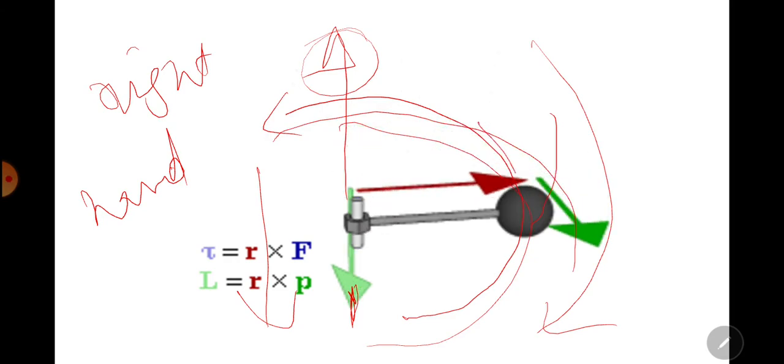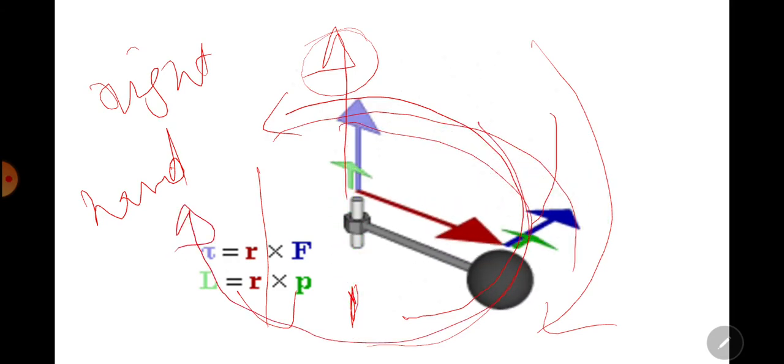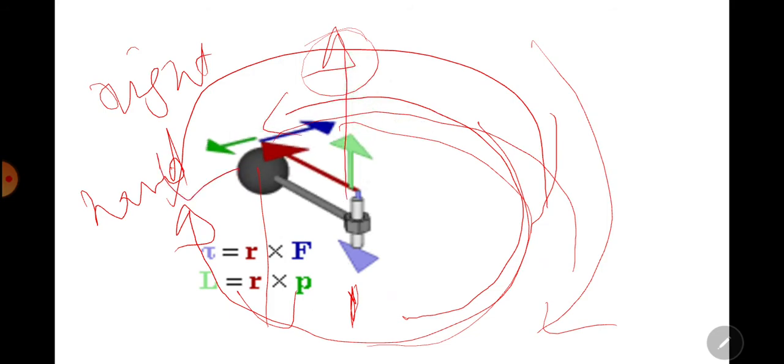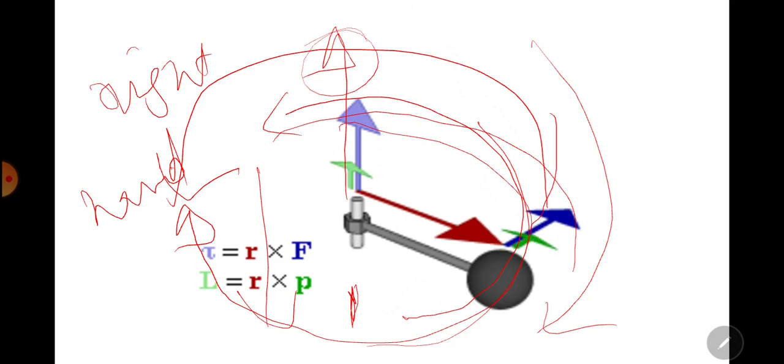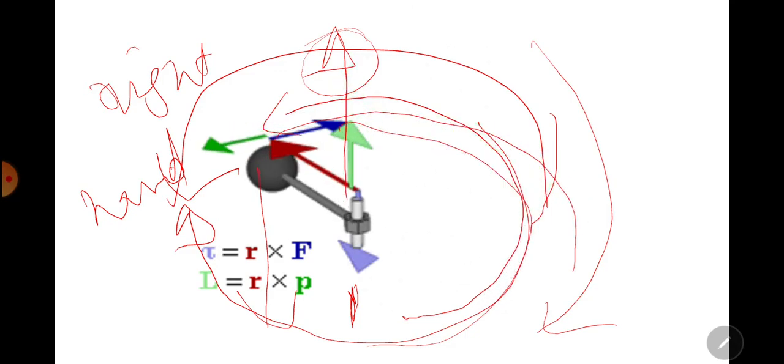This is the rotational direction. So keep your fingers in the direction of rotation, and the thumb will give the direction of torque.